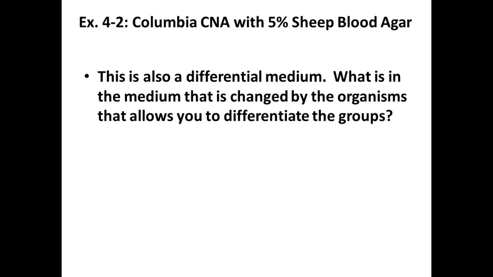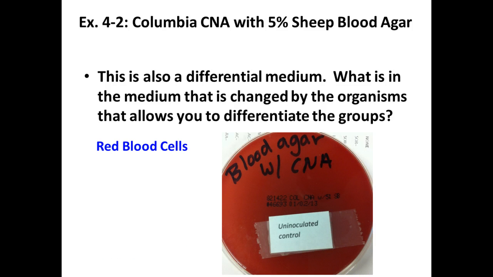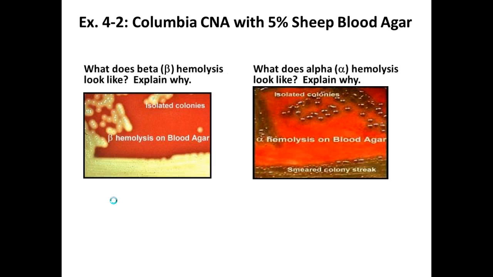And the next question deals with what? What is going to change in this media? What's going to be affected? What's going to be lysed? The red blood cells, right? The red blood cells, the whole red blood cells. So again, notice nice bright red color to these plates. They're whole red blood cells embedded in the agar and the other food sources in this media. So what you're going to get is two different types of hemolysis.